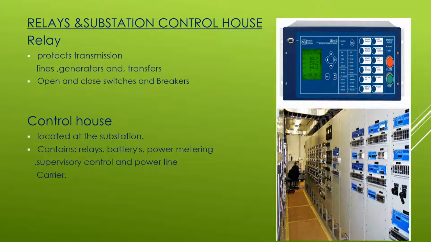Relay and substation control house. A relay protects transmission lines, generators, and transformers. They give protection if there's too much current in the transmission line, the generator, or the transformer. They will shut down this equipment, and this way they make sure it doesn't burn down. They also open and close switches and breakers.